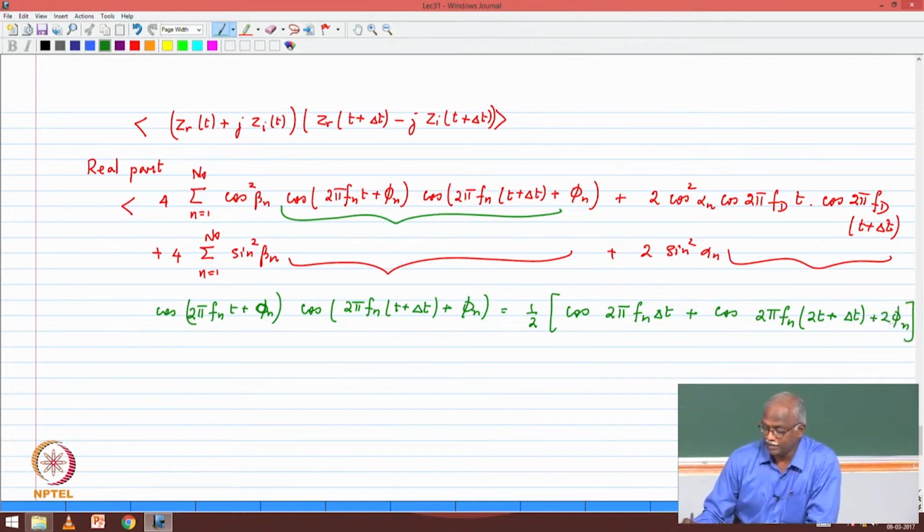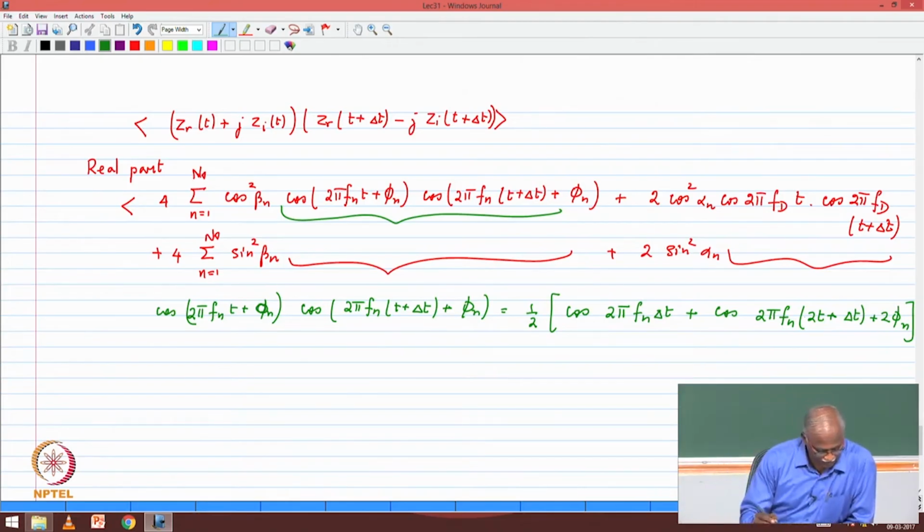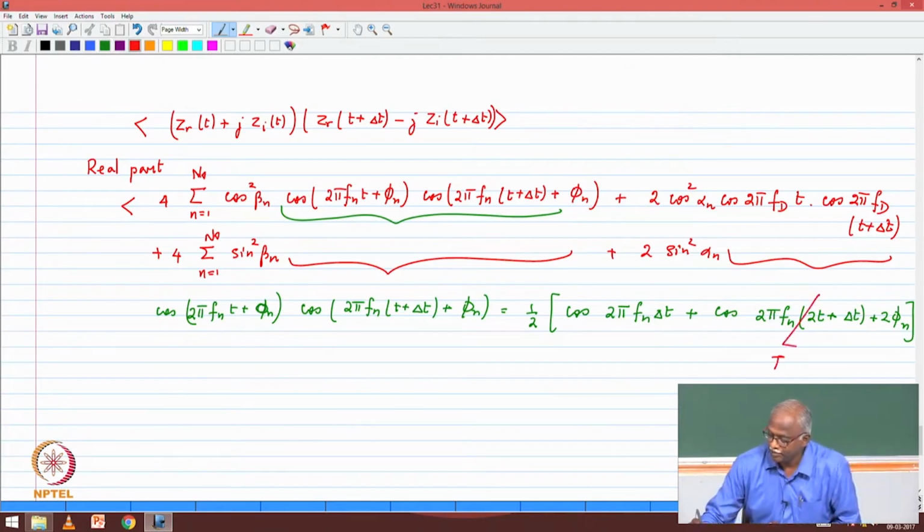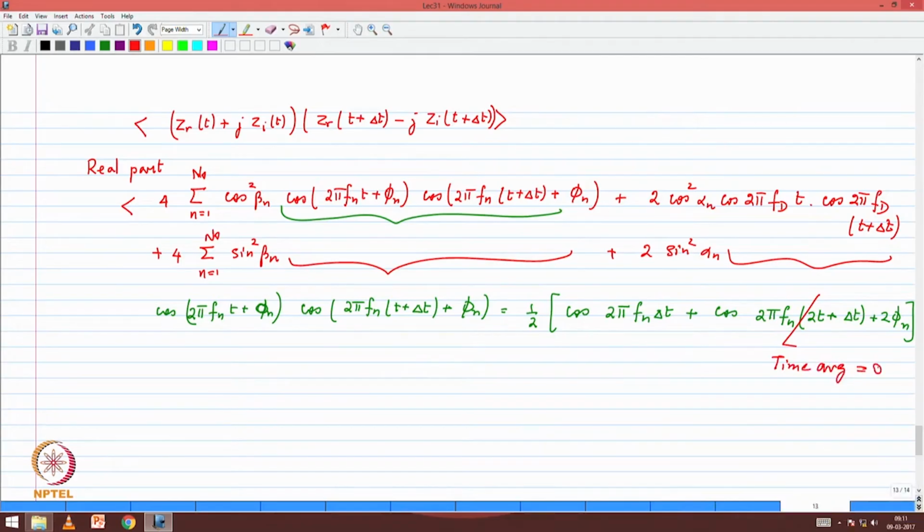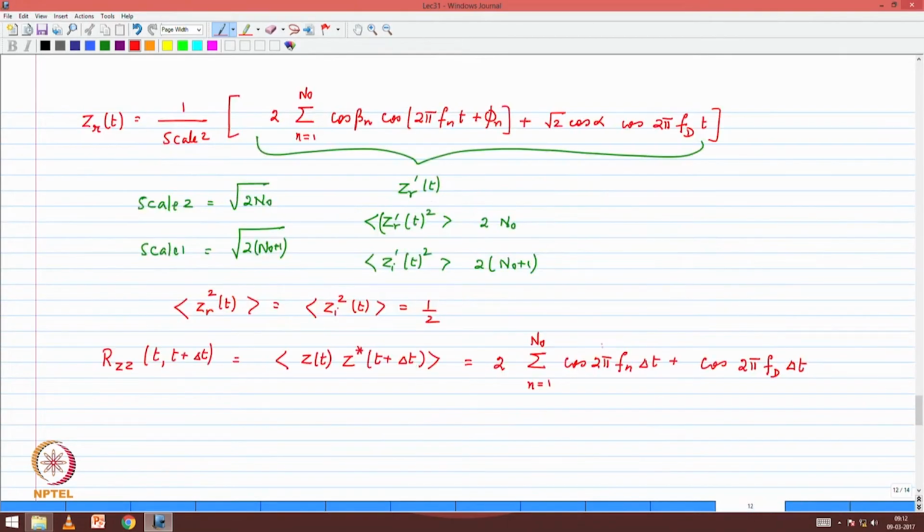Doesn't matter what the phase terms are, basically you will get a cosine of some frequency. If I take the time average, that will vanish to 0. So this has time average equal to 0 because it's a cosine function. Okay. So what you'll be left with is basically the terms of the form cosine 2 pi f delta t, which if you go back and look at the final expression, that's what is present. So this cosine 2 pi fn delta t, and so the real part has given you this. What happened to the imaginary part?